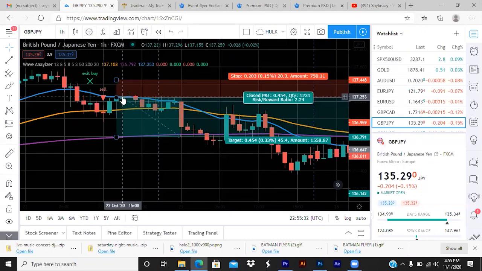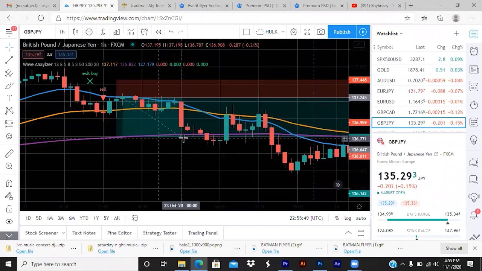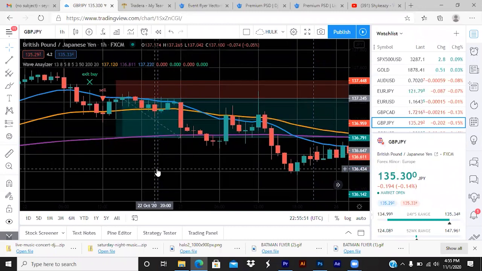So you entered off of this candle or this candle, whichever one. So 1 candle, 2 candle, 3, 4, 5, 6. So within 5 hours, you smash take profit 1, 7, 8, 9, 10. So within 10 hours, you smash take profit 2 of 45 pips.